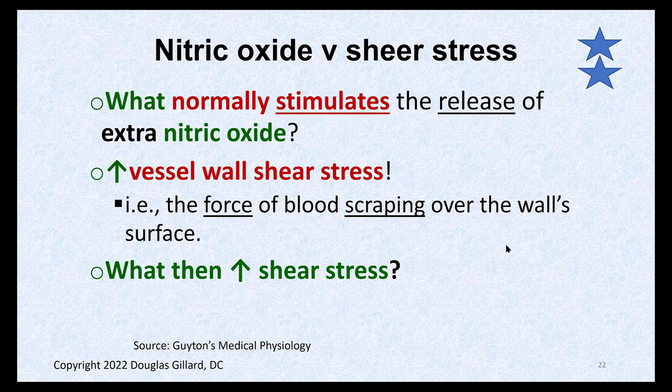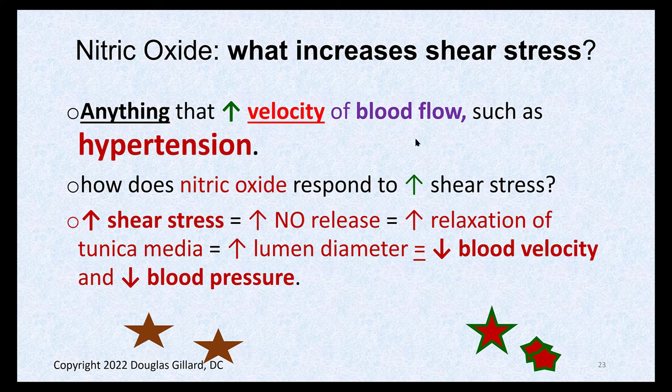So what increases that scraping force? And I shouldn't call it scraping force, but that's what it is. What increases the shear force or the shear stress on a blood vessel wall? Well, anything that increases the speed of the blood flowing through the arteries, like hypertension. So hypertension, when it first starts, causes an increased release of nitric oxide, which combats the hypertension by increasing the luminal diameter, which is going to decrease the velocity and decrease the blood pressure.